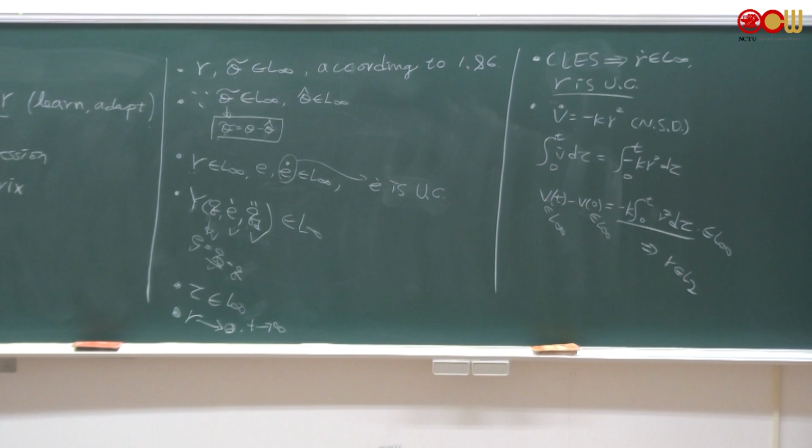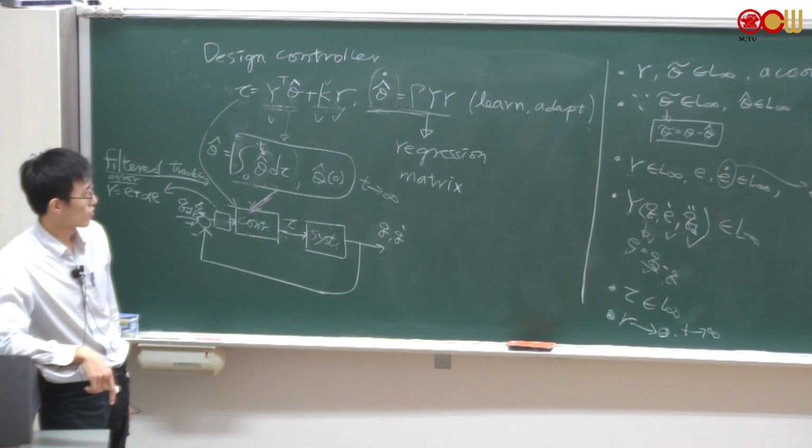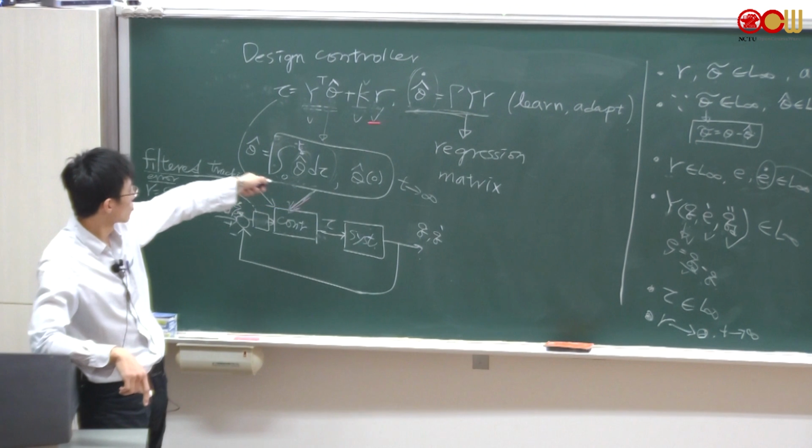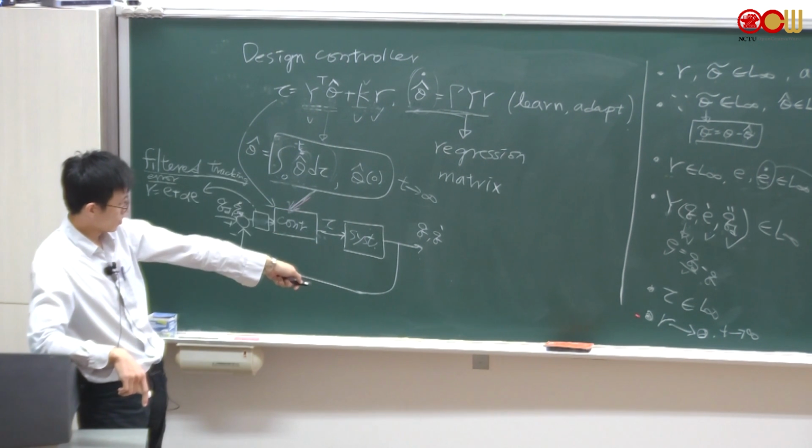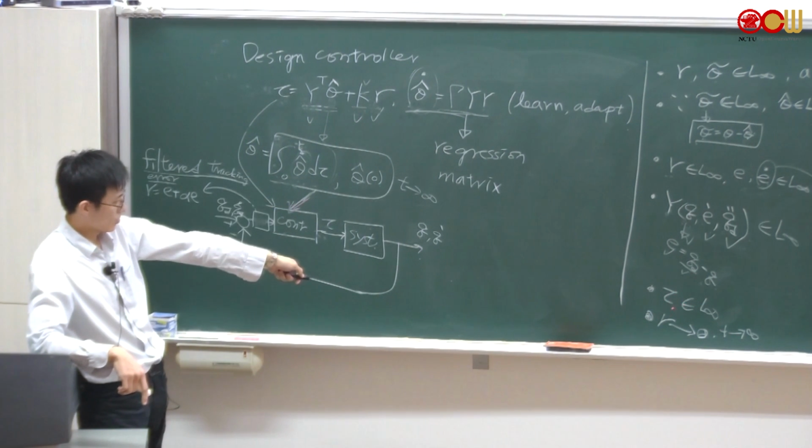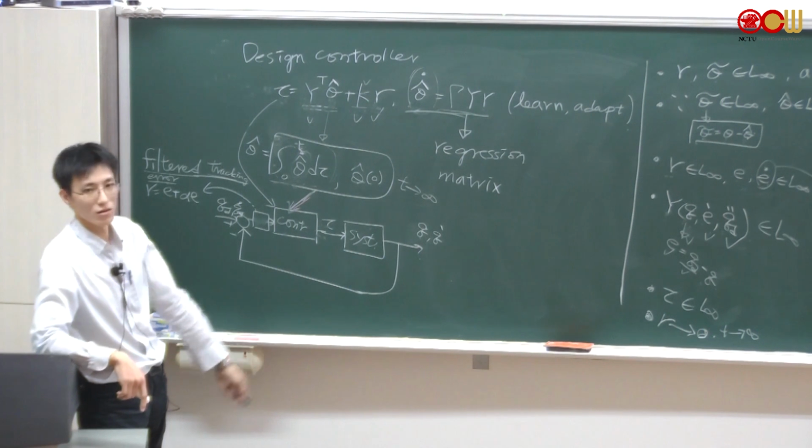Some of you might not believe this, and one of the controllers is adaptive control. Another one is robust control. You need to implement this controller and show whether the control input is bounded and R converges to 0.